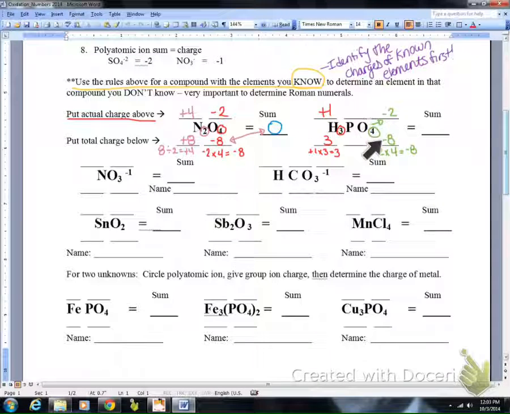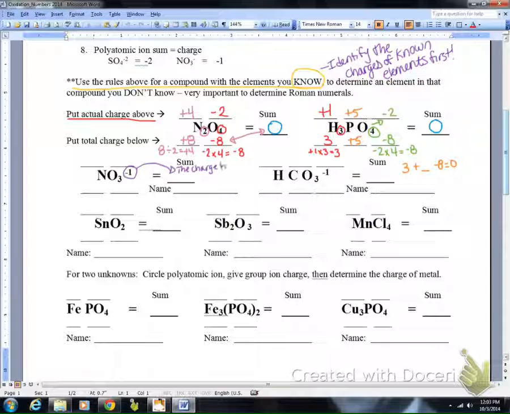Because there's no charge on the compound itself, we know that the compound sum is 0. Then what we can do is identify a positive 3 plus a value minus 8 is going to equal 0. That's going to help us figure out our total charge on this phosphorus there. And that answer is a positive 5. Because there's only 1 phosphorus atom there, the positive 5 goes up there, and that's my electron distribution of H3PO4, which is actually phosphoric acid.